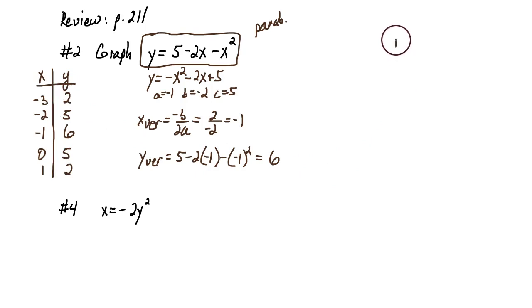Now we can graph it. On my x-axis, the farthest left was -3, and the farthest right is +1. On the y-axis, we have to get up to 6. -3, 2 is here. -2, 5. -1, 6. 0, 5. And 1, 2. And then draw in the parabola.